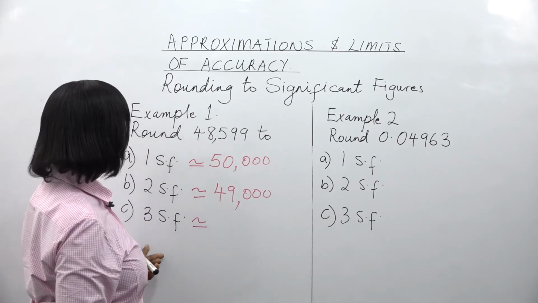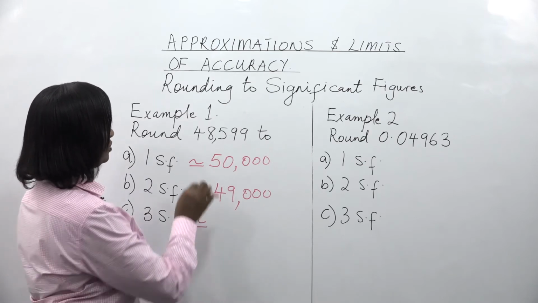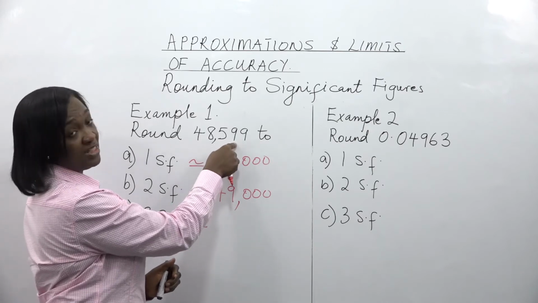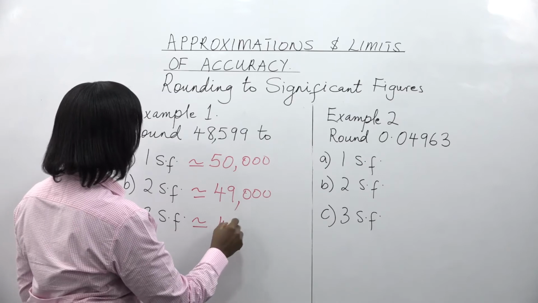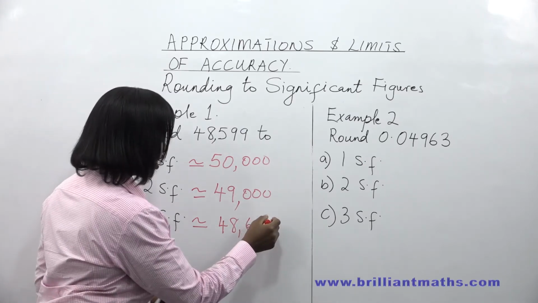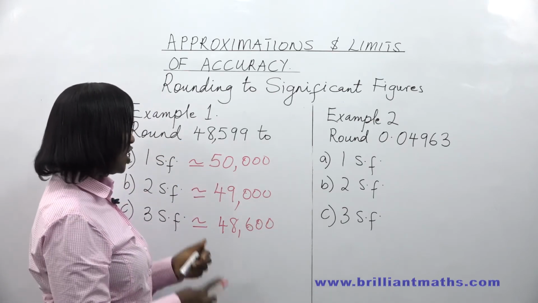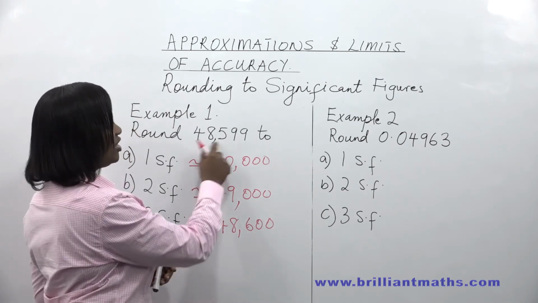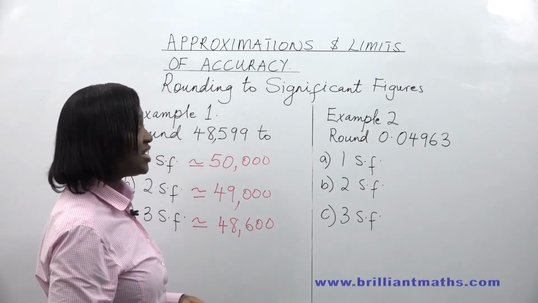And the last one in this example, we're rounding to 3 significant figures. 1, 2, 3. The next digit is a 9, so we're also rounding up. So it's 48,600. So basically, we're saying that 48,599 is closer to 48,600 than to 48,500.